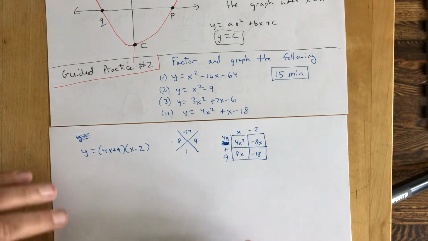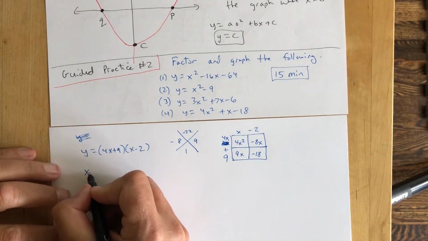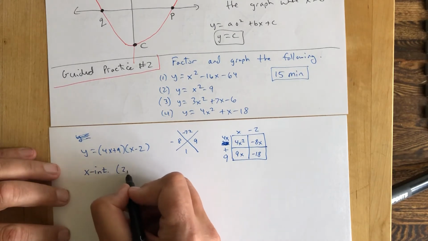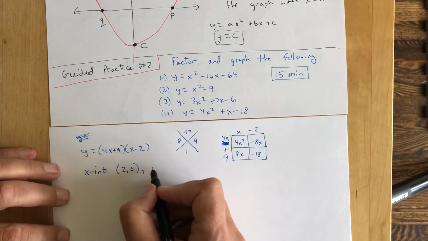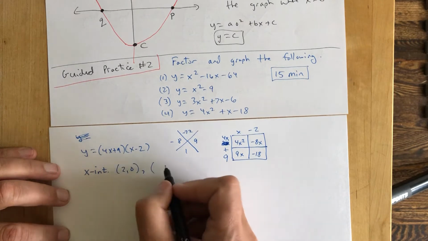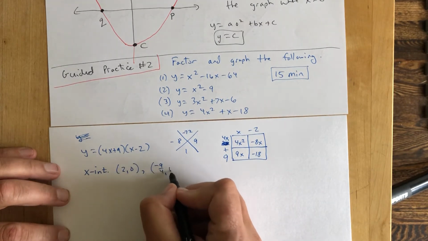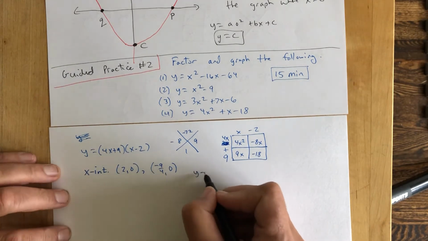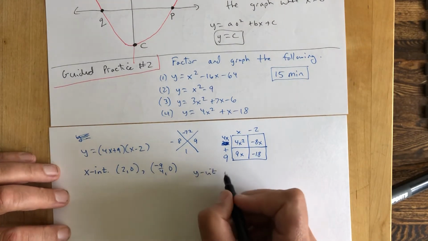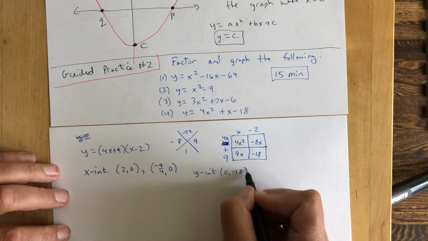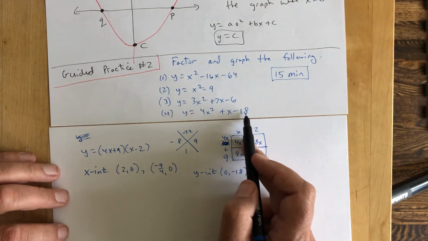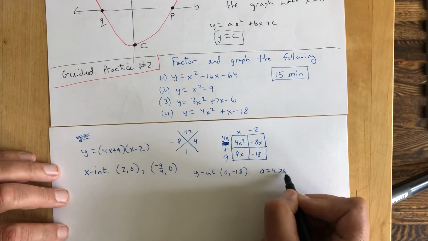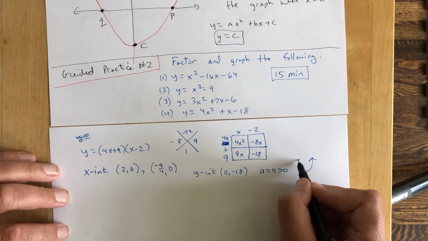Okay. So let's be very clear here. The x-intercepts happen at (2, 0), and they also happen at (minus 9/4, 0) when you solve this guy. The y-intercept happens at (0, minus 18). That's our c. And since a equals 4 is greater than 0, this thing opens up.